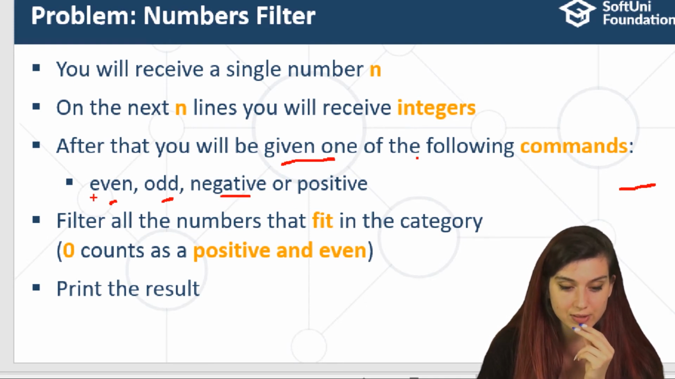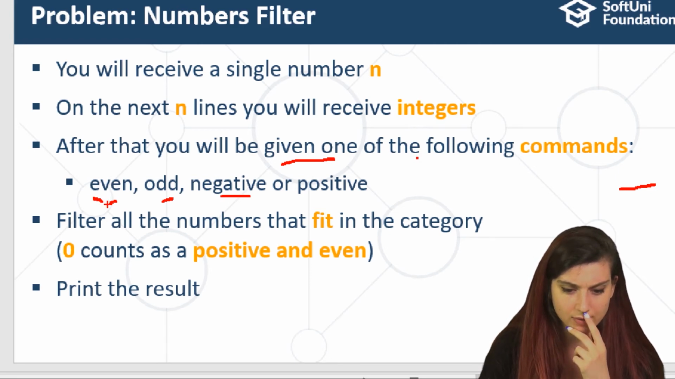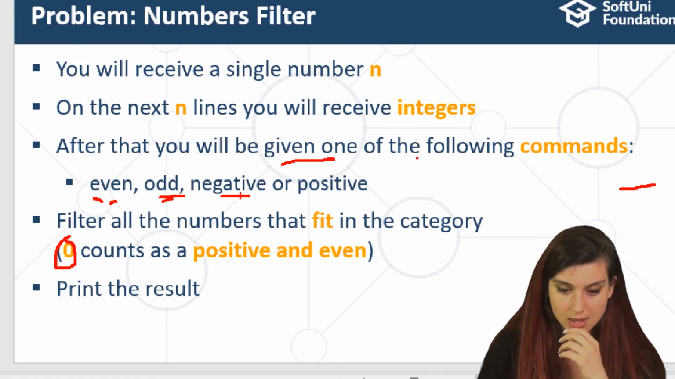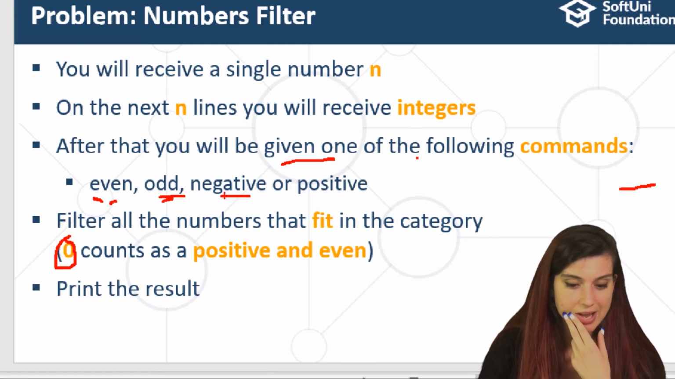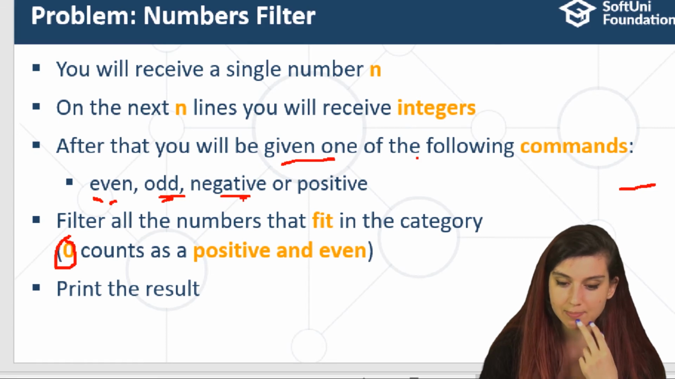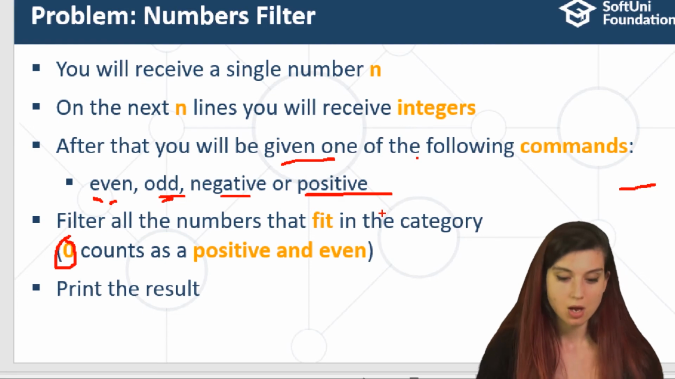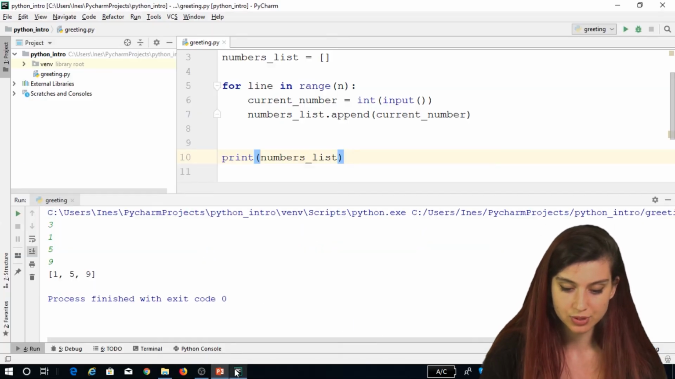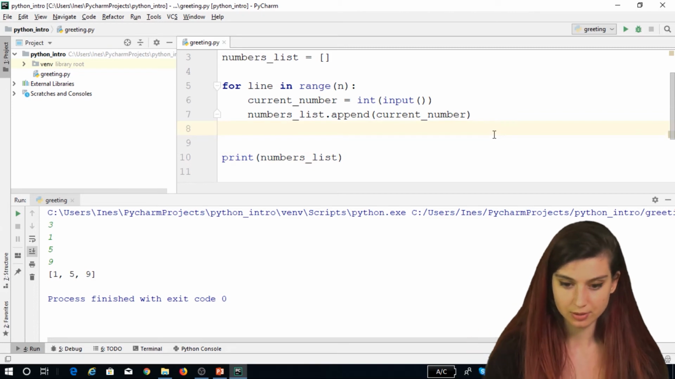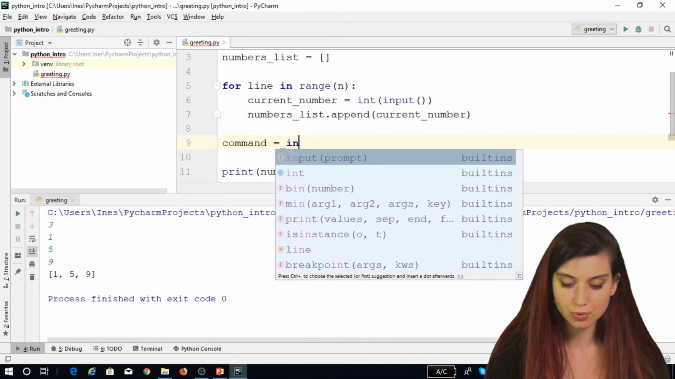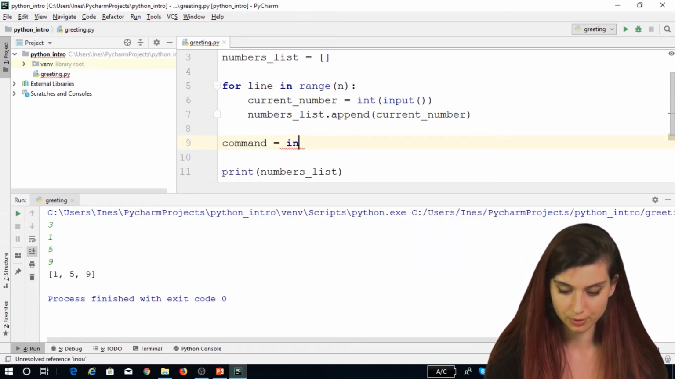Okay, if we receive even, we should filter all even numbers, including 0. If we receive odd, we should filter all odd numbers. Negative will be numbers less than 0, and the positive will be numbers greater than or equal to 0, right? Okay, so right now we have to say that after the numbers we will receive a command. So command is equal to input, because we receive it from the input, right?